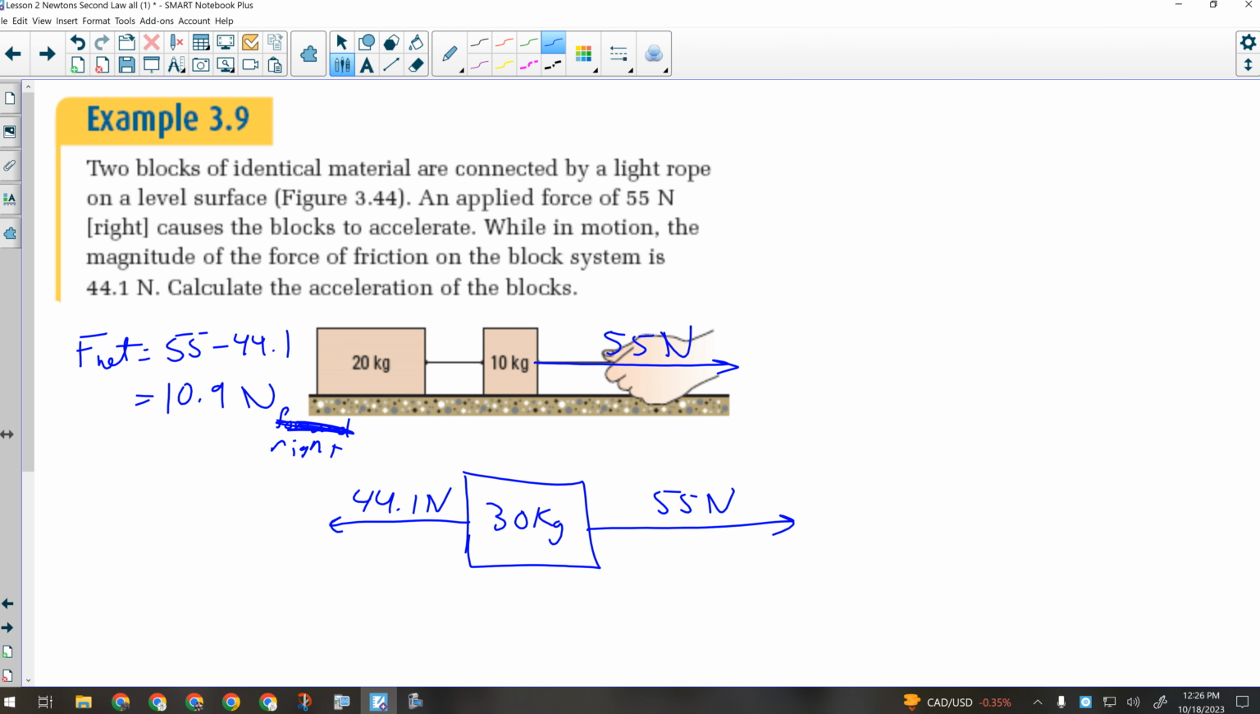Okay, can I calculate the acceleration? Can I do this like we learned yesterday? I know the net force, I know the mass. I can calculate the acceleration of the whole system, which would then also be the acceleration of the individual blocks. So F net over mass will equal acceleration, so 10.9 divided by 30 kilograms. So 0.36 meters per second squared.